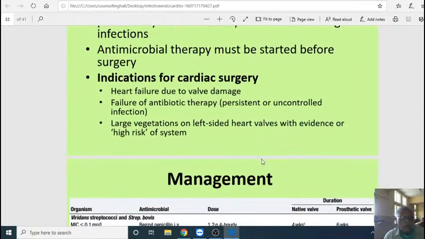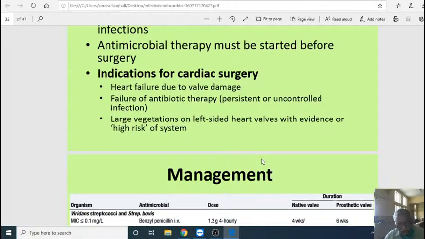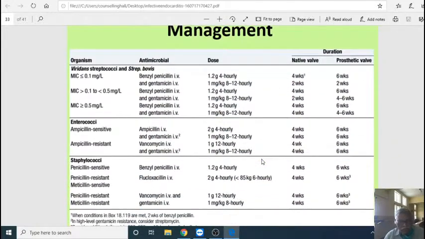Heart failure due to valve damage and failure of antibiotic therapy, if it is persistent and is not getting controlled, then surgical intervention is required. Also large vegetations on left-sided heart valves with evidence of high risk of systemic embolism. So now the management that you should know how to give.